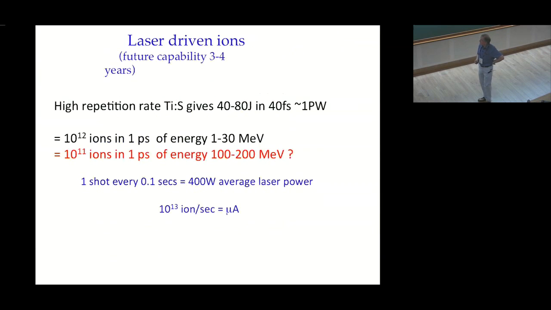So this is what you'd want for the future. This would be the capability. You'd want to have something at 10^12 ions at about 1 to 30 MeV, and 10^11 ions at up to 200, 300 MeV. And that would require a petawatt class Ti-Sapphire laser, which would have a reasonably high repetition rate.